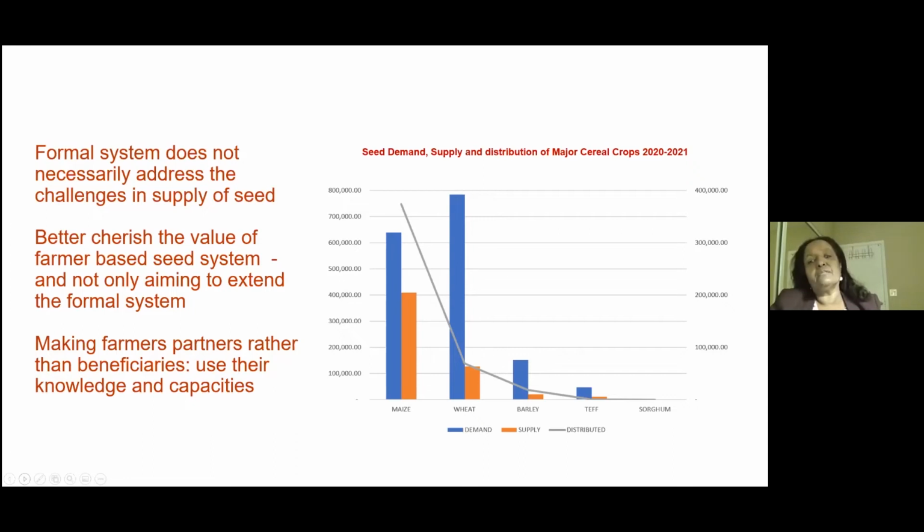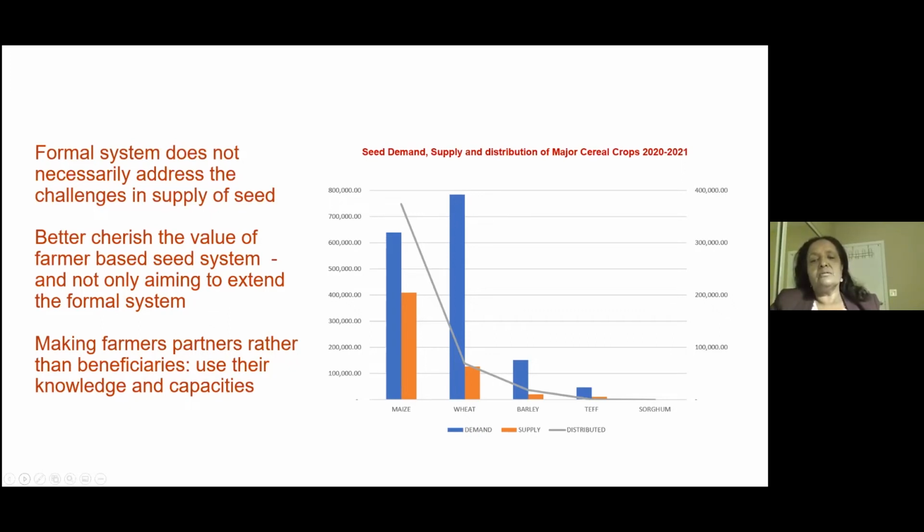We call them firstborn crops because they are favored by so many donors and so many investments, maize and wheat. The distribution for maize is higher because of the active involvement of big private companies. But even for the self-pollinated crop wheat, you can see the amount distributed and the supply is very low. It never catches the demand of the farmers.